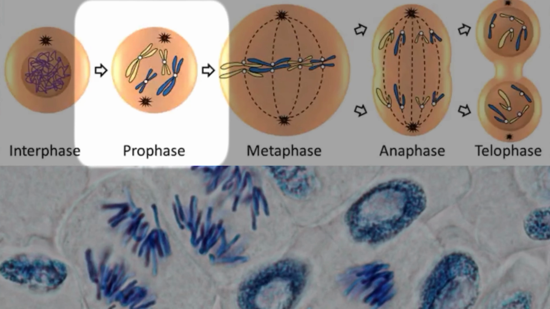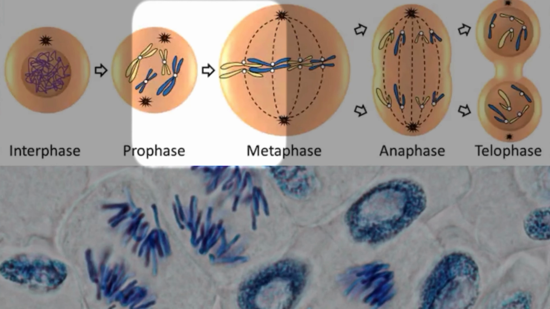The nuclear envelope is dissolved in the prophase stage, so that's no longer there. The centrosome has also duplicated, and now we have two centrosomes. And each one of those centrosomes has now moved to polar opposite ends of the cell.